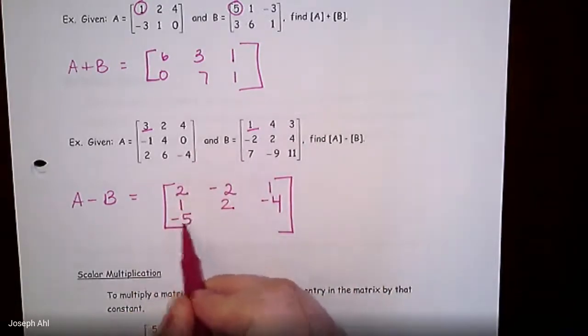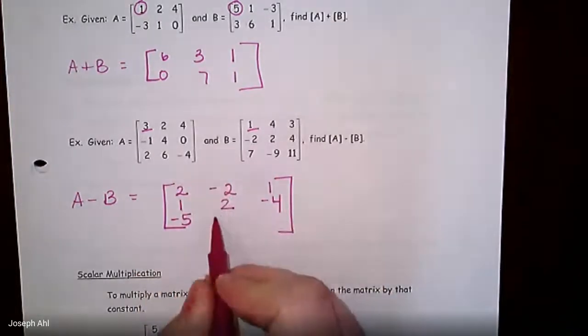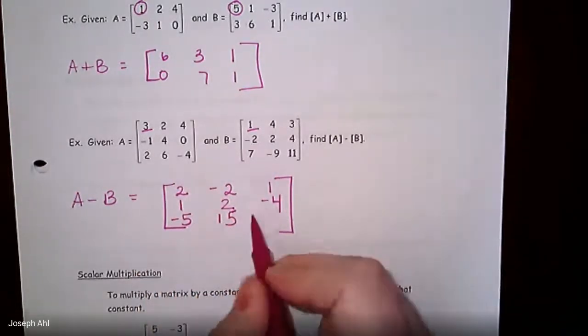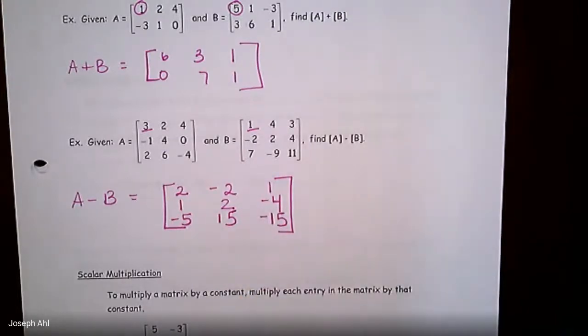Last row should be -5, 6 minus -9 becomes 6 plus 9, 15. And then the last one should be -15.